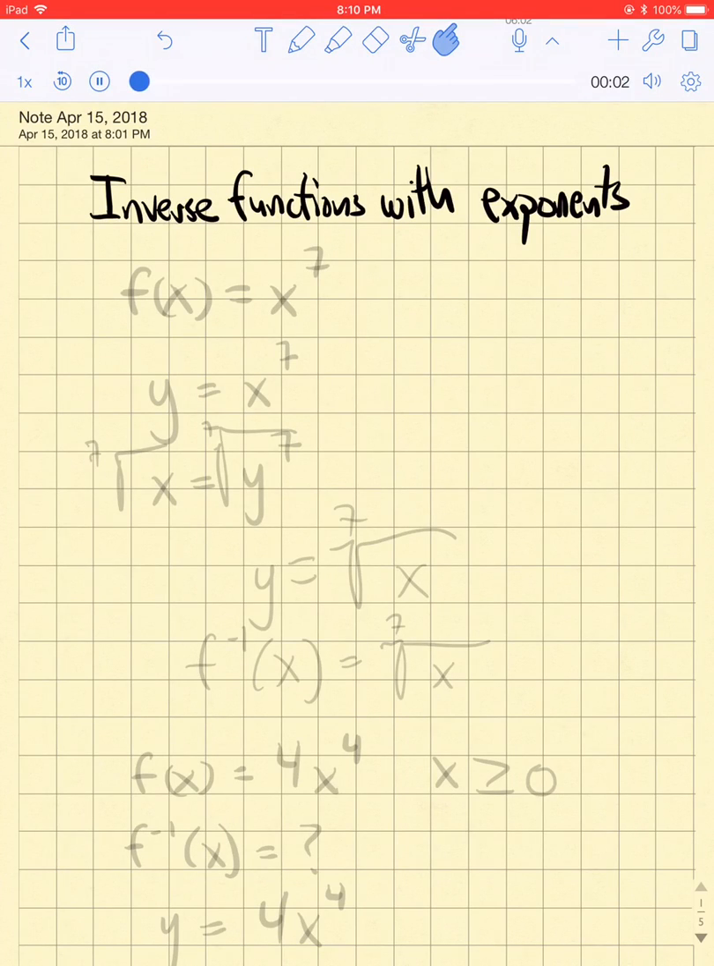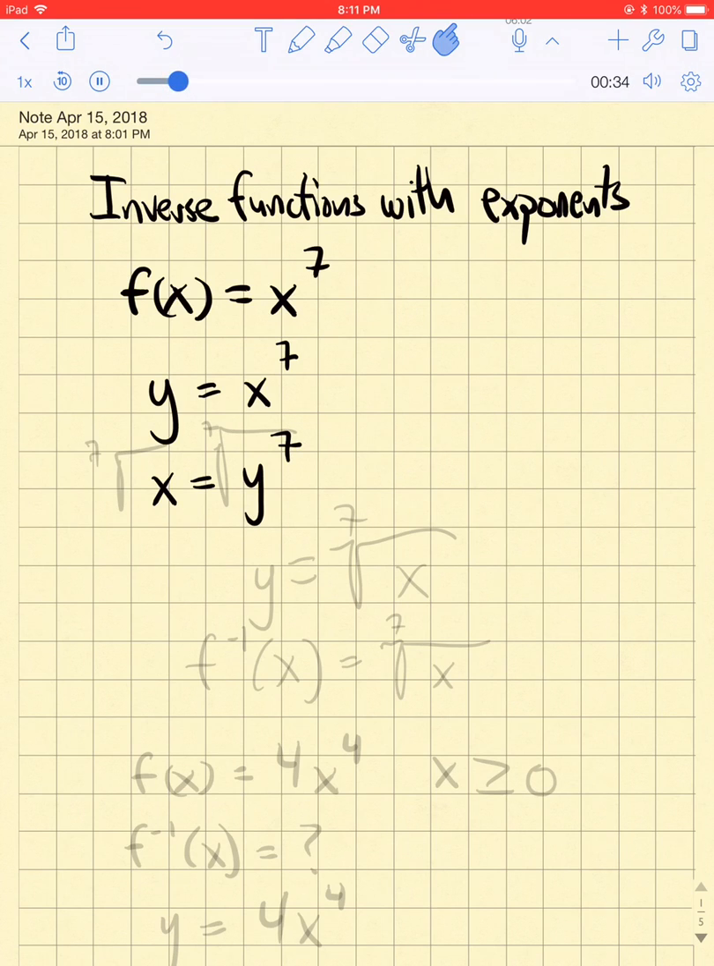Welcome to the program. Inverse functions with exponents. The best way to teach you is to show you. If we have something like f of x equals x to the 7th, and we want to find the inverse of this, the first thing we do is replace f of x with y, rewrite the function, and then we exchange the positions of x and y. We say x is equal to y to the 7th.